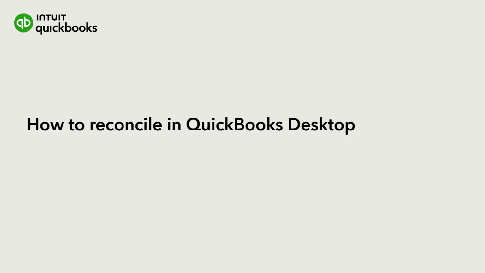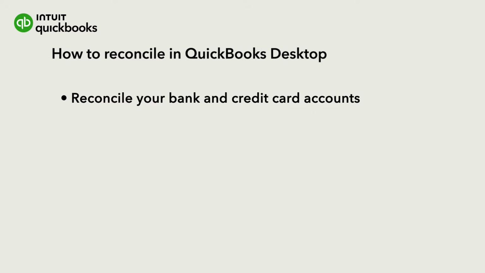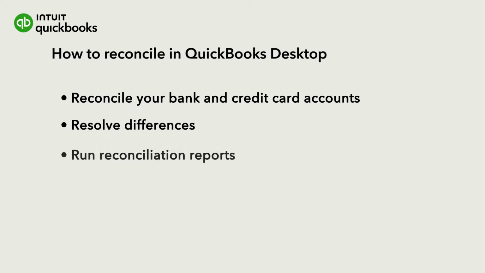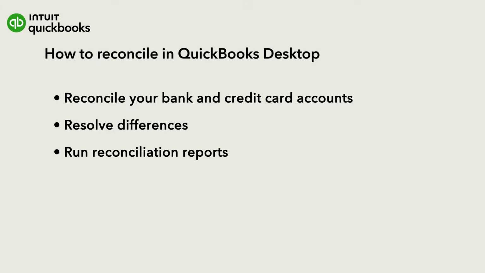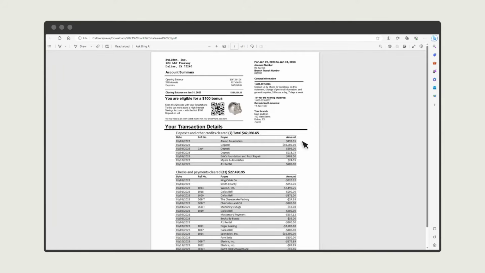Performing regular monthly reconciliations is the best way to ensure the accuracy of your info in QuickBooks. Let's go over how to reconcile your bank and credit card accounts, resolve any differences you find, and run reconciliation reports. First, access your monthly bank or credit card statement.